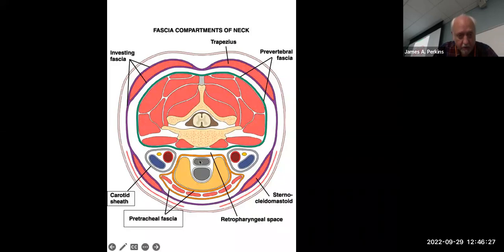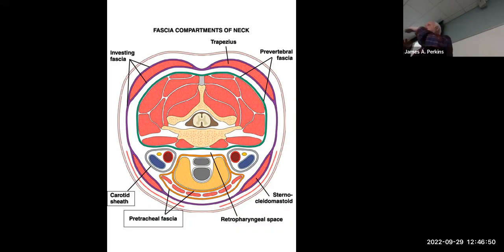The other gray oval on the image, so the more posterior one, is the esophagus. The other gray oval that sits just anterior to that is the trachea. And again, this is a pretty low cross section. This is pretty far down in the neck. If we were to take a cross section a little higher up in the neck, a little more superiorly, we'd be cutting through the larynx, your voice box. So the larynx and the trachea are also both contained within the pretracheal fascia.